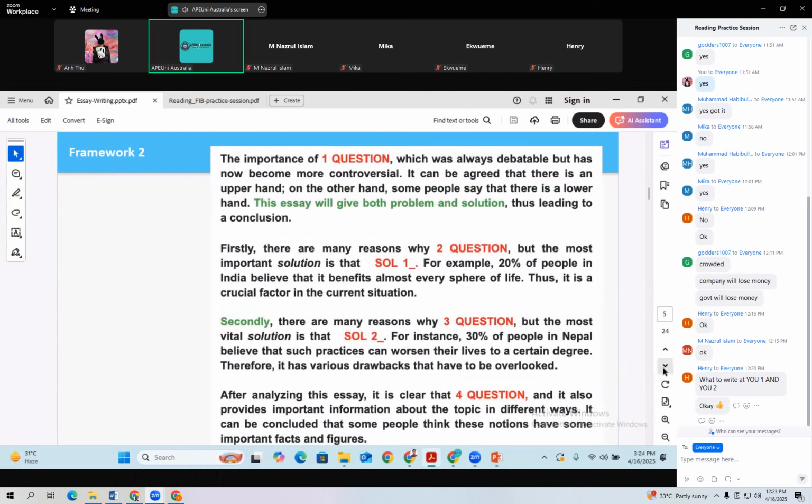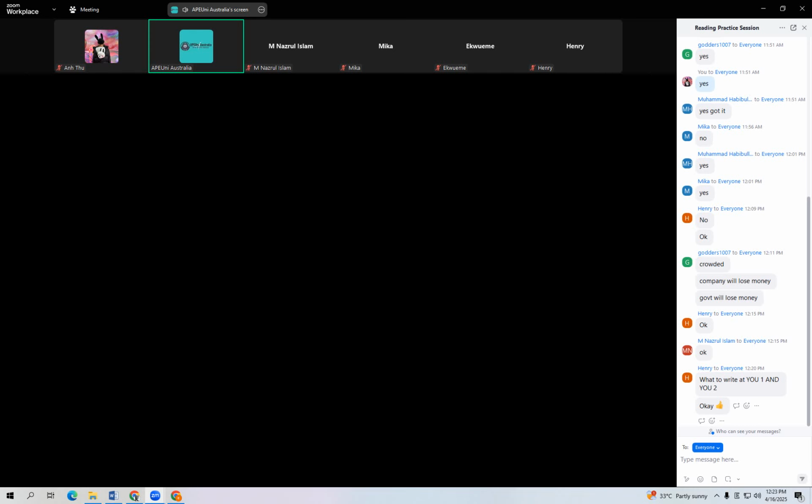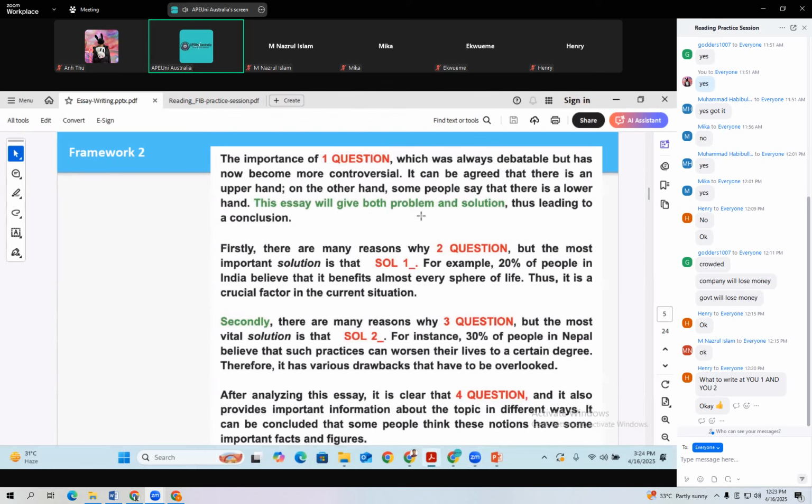If you see the template here, you see? This essay will give both problem and solution aspects. Then here question 2 is exactly as it is. Here instead of however, you have to put secondly, and there are many reasons why, and the question is without a negative sentence, right? So question 2 and question 3 will be the same thing. And here you see that the important solution is that, which means you have to give solution 1, and here the vital solution is that, here you have to give another solution. That's it. Your problem and solution is done.